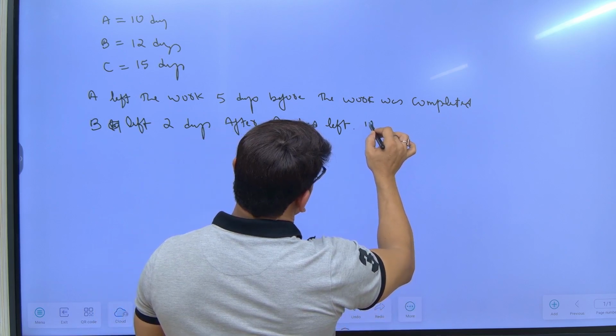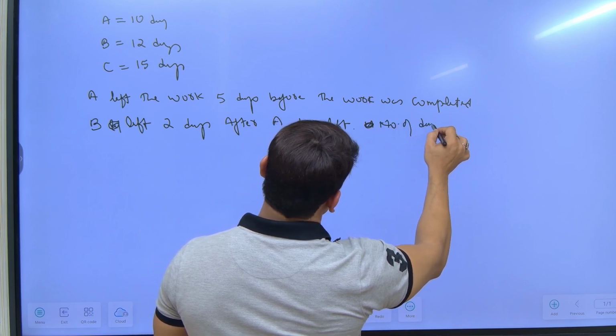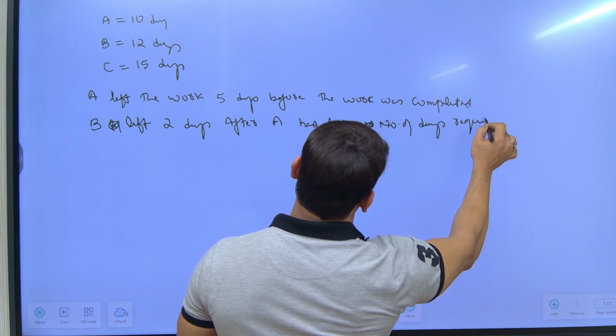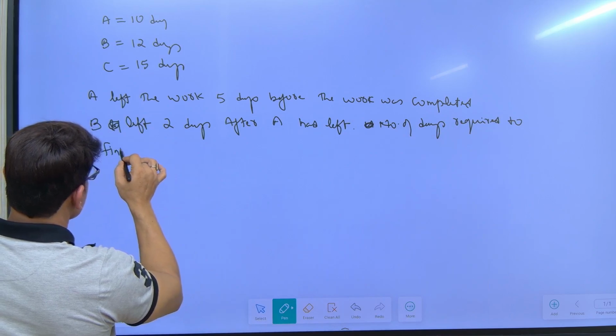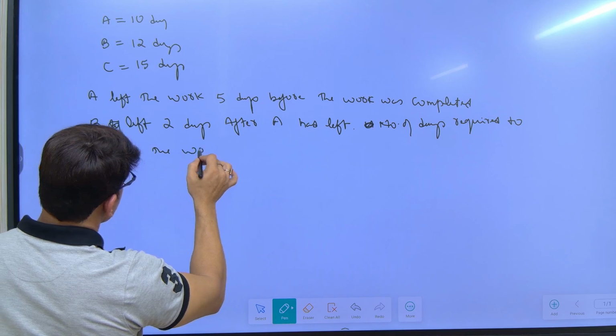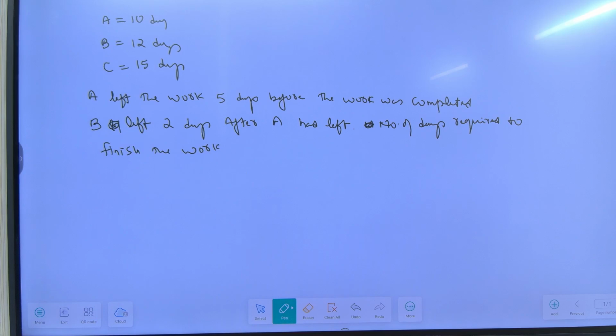Now let's find out the number of days required to finish the work. Number of days needed to finish the work. This type of question is confusing, right? Let's first understand the total work, efficiency, individual efficiency, and then try to solve this question, right?